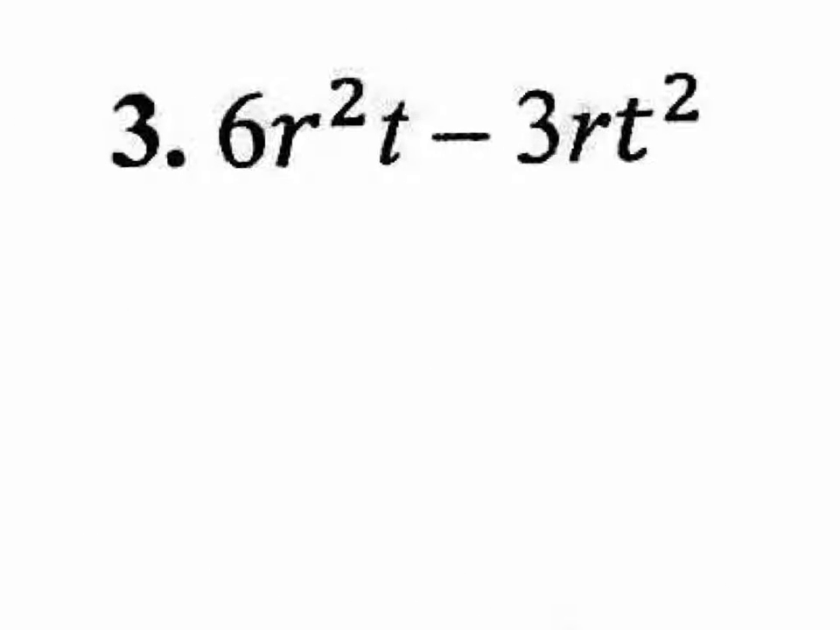So number 3, put parentheses. Let's look at both terms. So what's in common with the 6r squared t and the negative 3rt squared? There's definitely a 3 in common, so we should all write a 3. But how about the variables? Are there any variables in common in both terms? There's r's and there's t's.